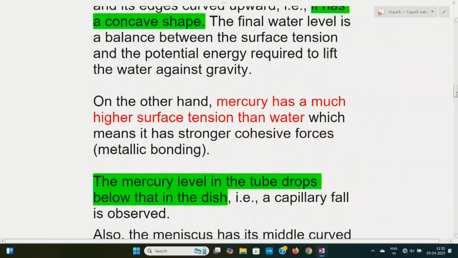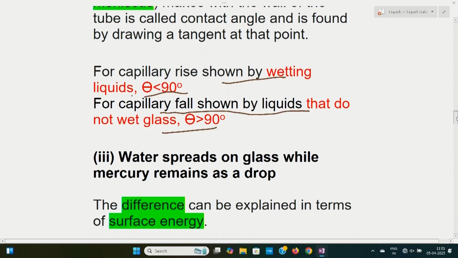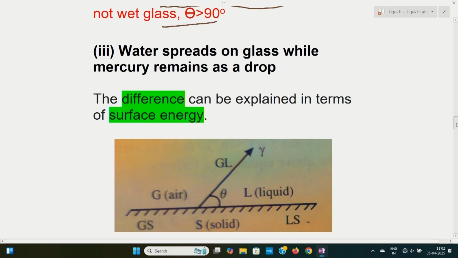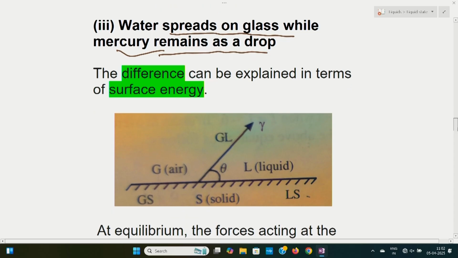Now, let us see the third consequence, that is water spreads on glass while mercury remains as a drop. This is the third consequence. This difference is because of the surface energy. We'll explain this in terms of surface energy.